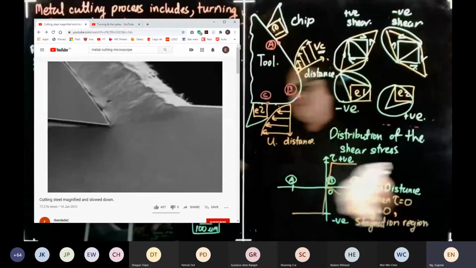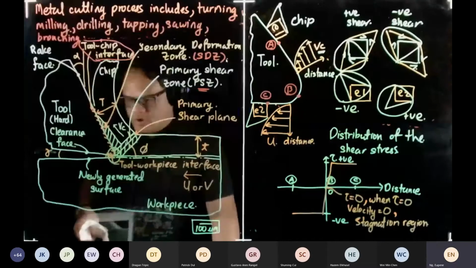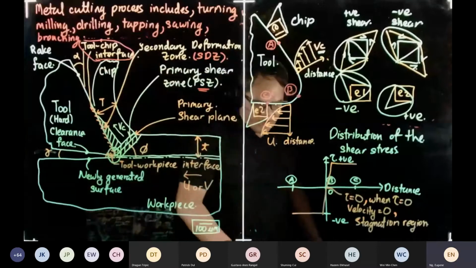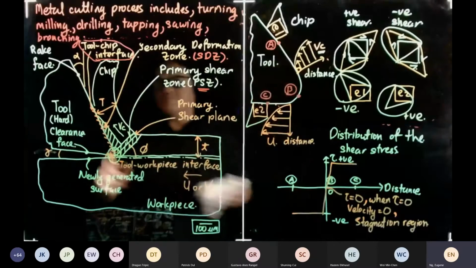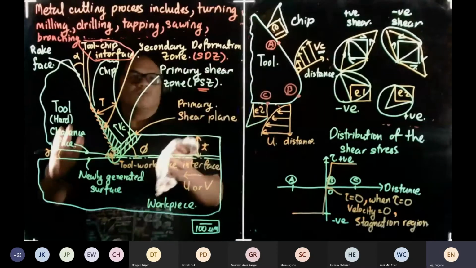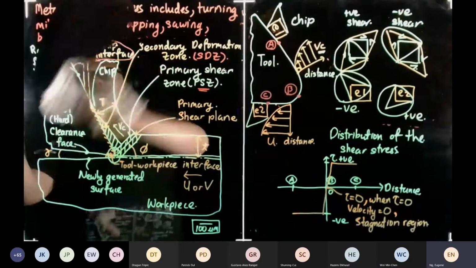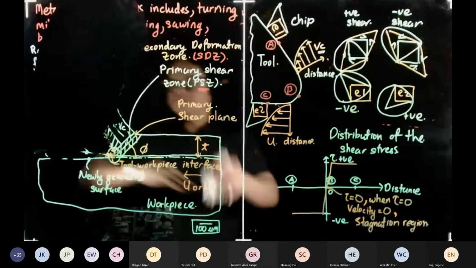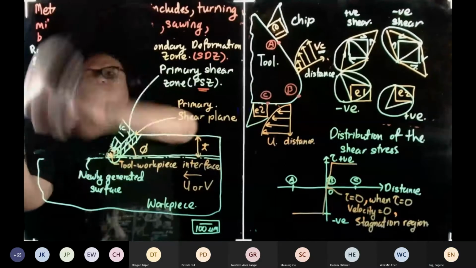Okay, right. So let's look at now. I think this is enough on mechanics. So let's look at process parameter. Okay, let's look at process parameter now. So I'm going to get rid of this region first.